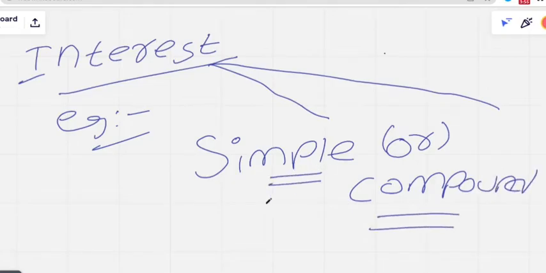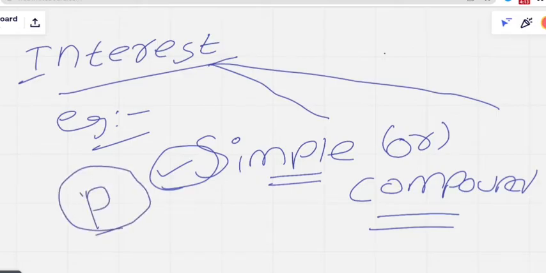Simple interest is calculated based on the principal amount of your loan or deposit. The principal amount is denoted with P. Remember this word: your simple interest will always be calculated on your principal amount. For example, if you have 100 rupees, you will calculate a certain interest on this sum of amount. Now let's see what compound interest is.